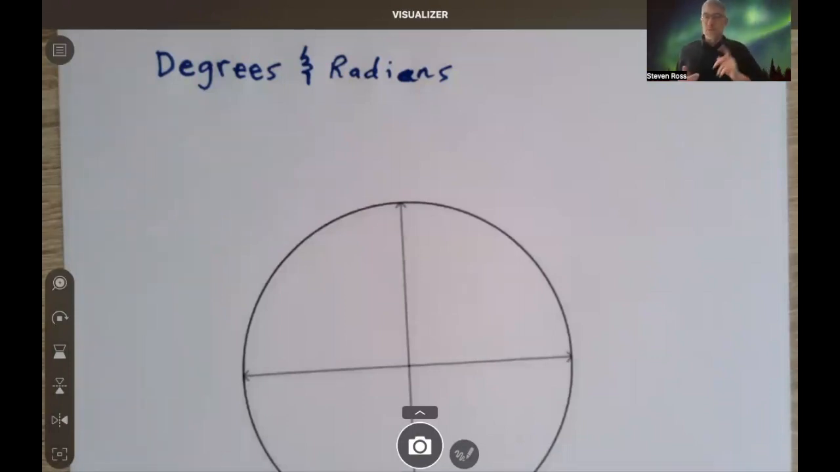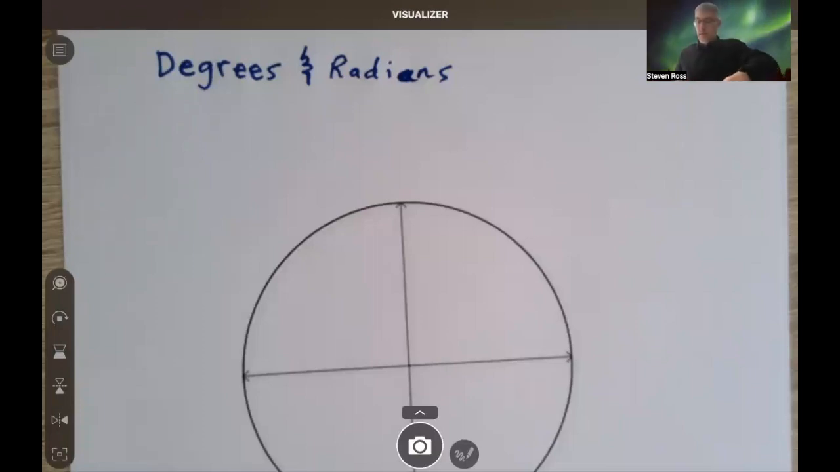Sometimes it doesn't really matter whether you use degrees or radians, but you do have to make sure that your calculator is in the right mode. It needs to be in the mode of your choice. I see degrees and radians as kind of being like Fahrenheit and Celsius, or meters and feet. They're just different systems, and the different systems lend themselves to different applications at times.